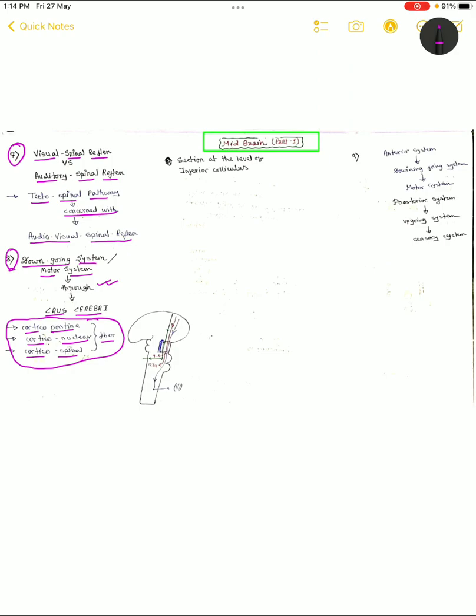So you see here, this blue structure is our substantia nigra, and anterior to the substantia nigra, you see 3 fibers. One is corticopontine, corticonuclear, and corticospinal. Those are going downward anterior to the substantia nigra. Okay?